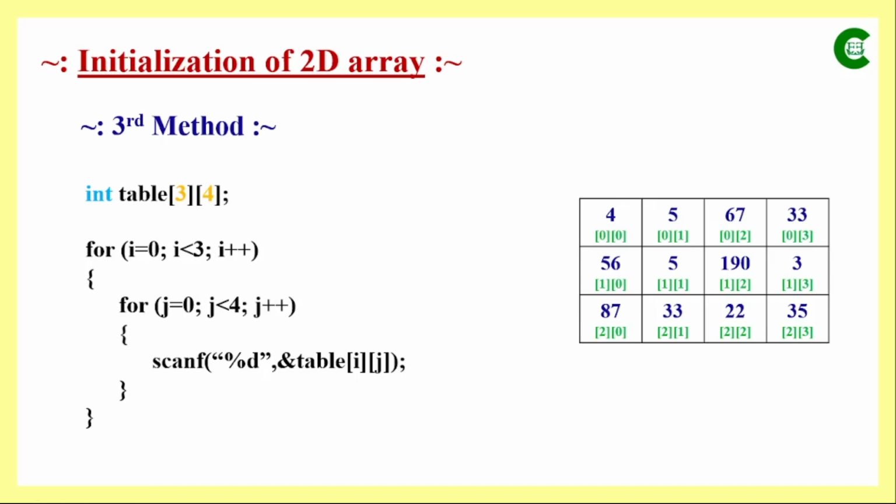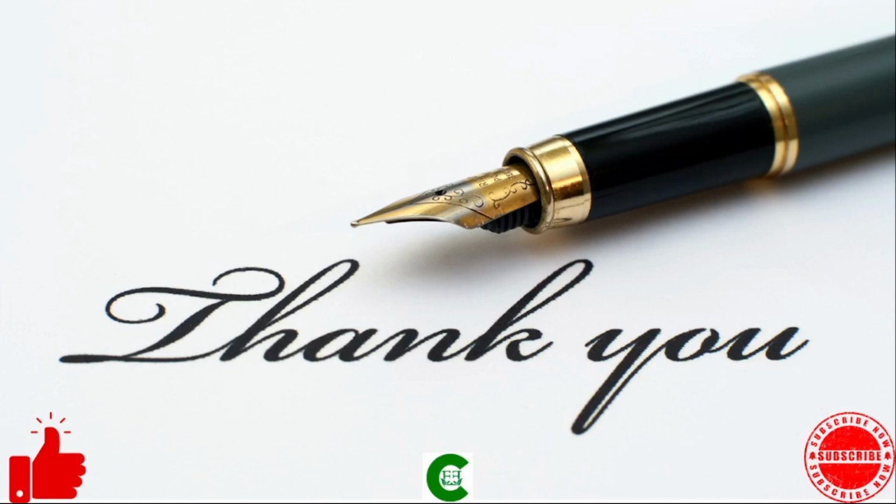Now suppose in the program we have a 2D array that has been initialized, or maybe all the elements have some values, and we want to display the value of each element of that 2D array. Then how can we do it? Again we have to use a nested for loop, and in place of scanf, this time we will use the printf function. So this is the brief idea of a two-dimensional array, its declaration and initialization.